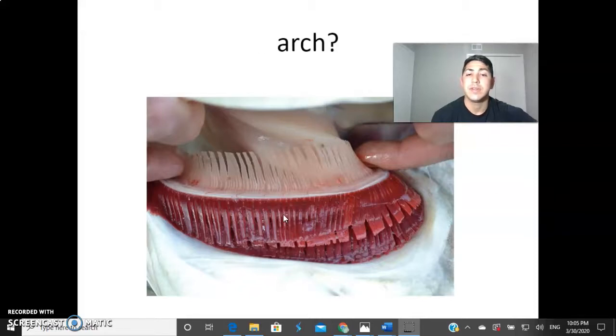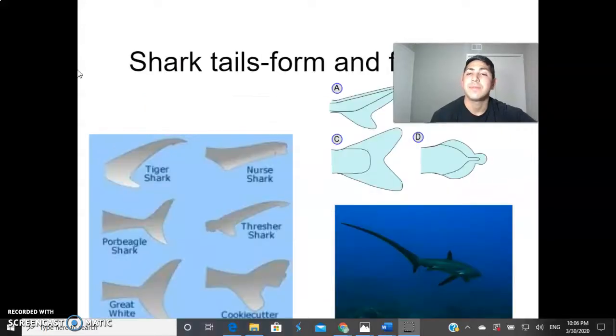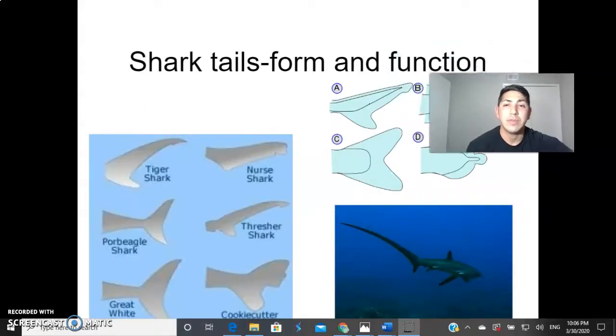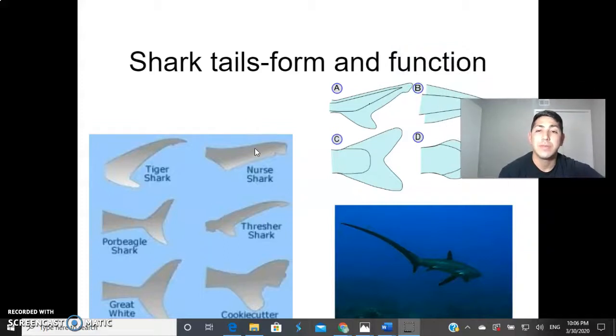Which ones are the gill arch? Here, A, B, or C? And if you said here, B, these are the gill arch. And finally, which ones are the rakers? A, B, or C? And if you said these right here, C, you are correct. Alright, so we're going to get into the shark tail's form and function.